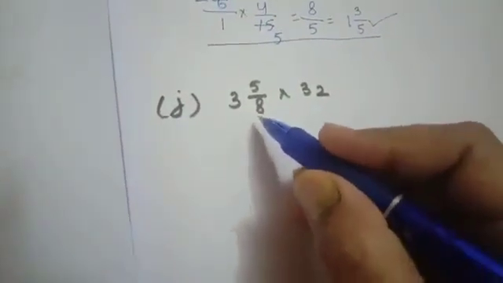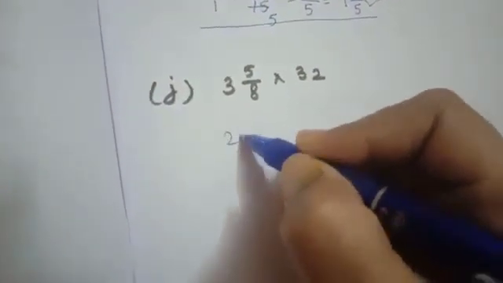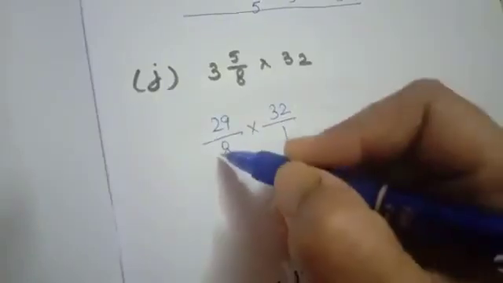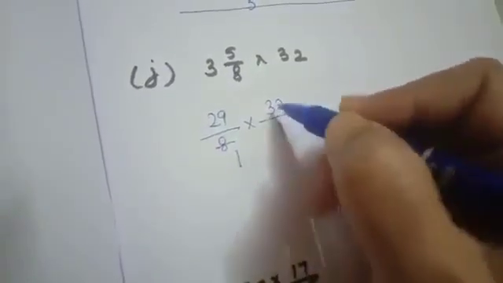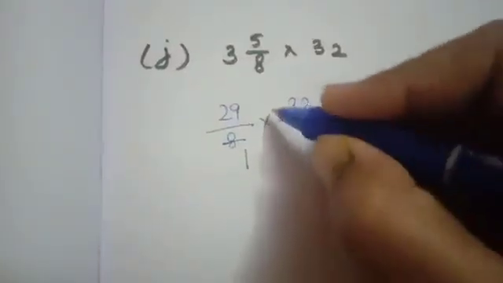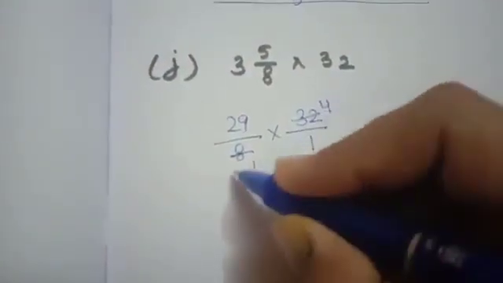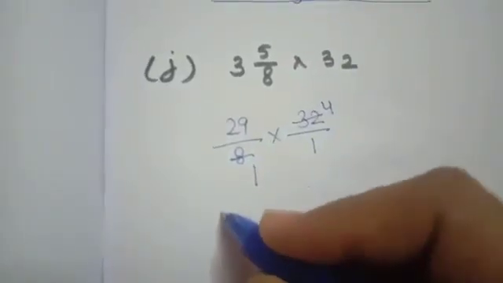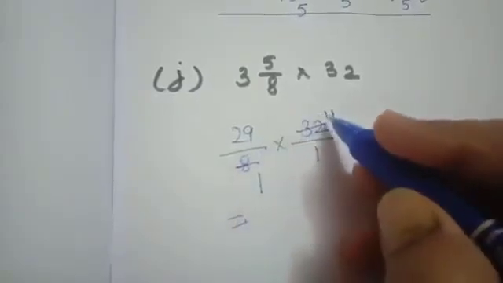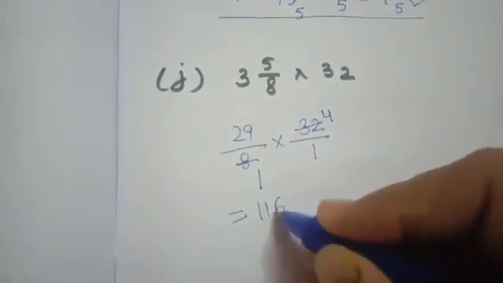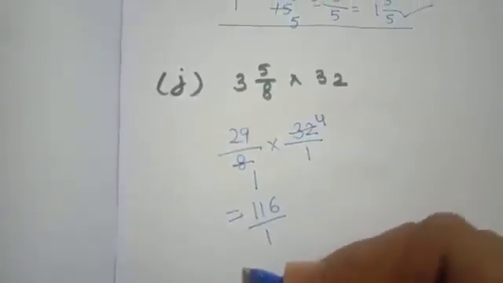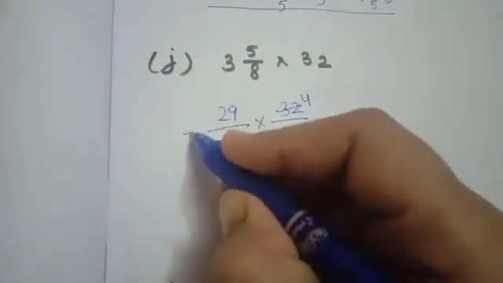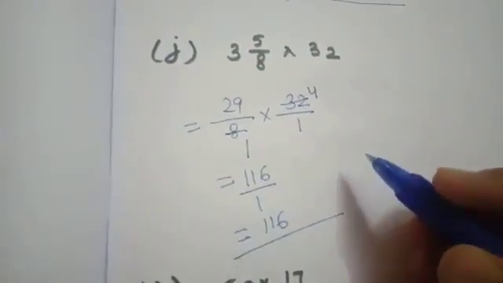Let's do another part. The mixed number in the J part is converted to improper, and this 32 has nothing under it, so we will write 1. Now at the table of 8, it can be directly cancelled: 8 fours are 32. Directly at the table of 8 it is being cancelled. 8 ones are 8, 8 fours are 32. So in the next step, this numerator 29 will be multiplied by this 4, which is 116 by 1. 1 one is 1, so we can leave the denominator 1. So the answer to the question is 116. Don't forget to put the equals sign before each step.